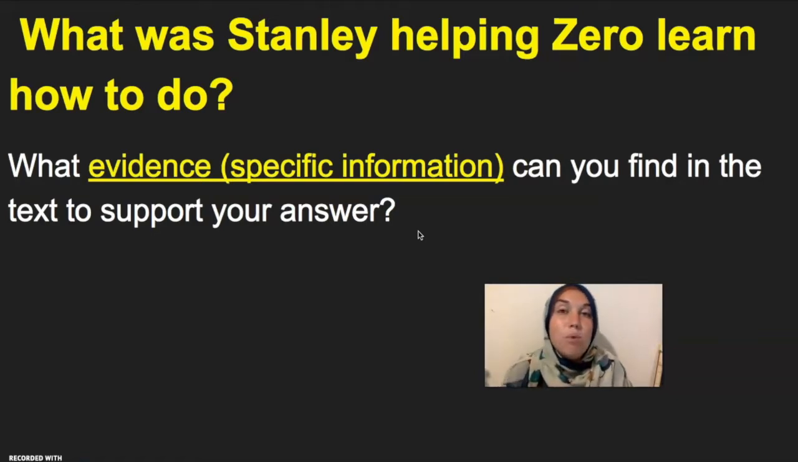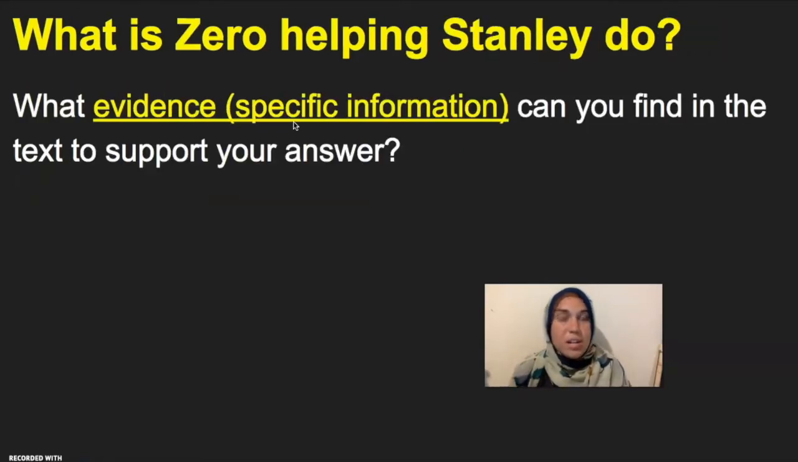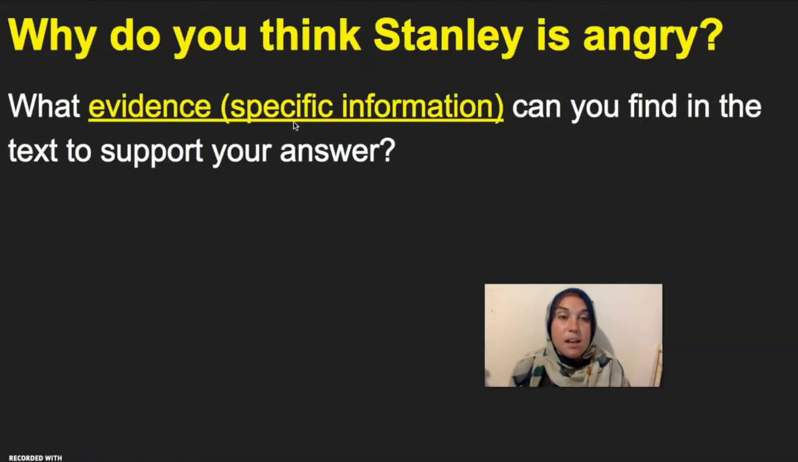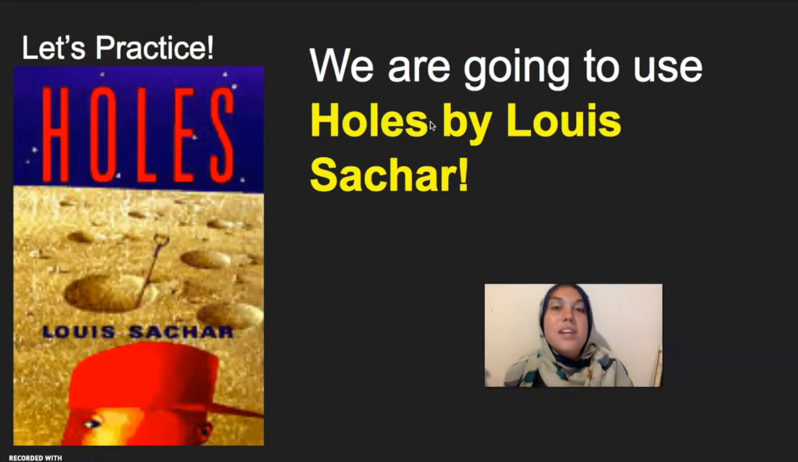Well, you'll find out more information about this when we read our paragraph, but right now, I just want you to take this question, what was Stanley helping Zero learn how to do? I want you to take this and stick it in the back of your brain, okay? And then you'll remember it as we start to read. What is Zero helping Stanley do? Okay? What evidence can you find in the text to support your answer? Why do you think Stanley is angry? What evidence or specific information can you find in the text to support your answer? So now Stanley and Zero are going to make a little more sense, okay?